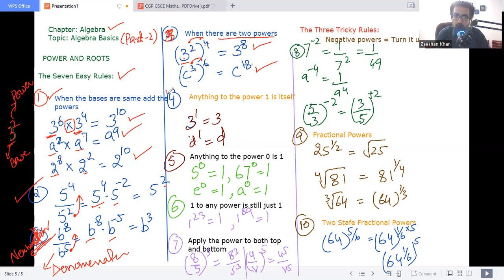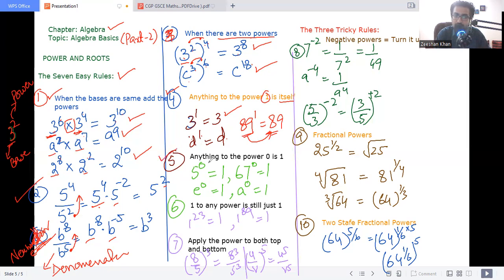Rule number 4: anything to the power 1 is itself. When you take the power 1 of a number, let's say 3 to the power 1 would be 3. d to the power 1 would be d. 89 to the power 1 would be 89. So anything to the power 1 is itself. Itself means that number. This is rule number 4.